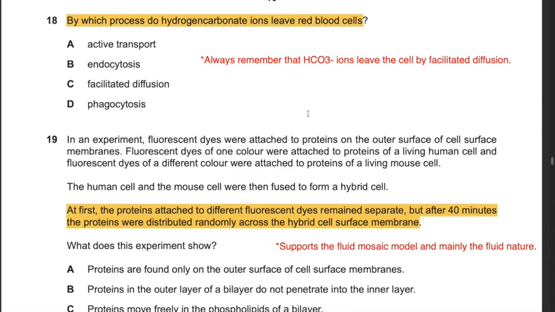Question 18. By which process do hydrogen carbonate ions leave leaf-bread cells? Always remember that hydrogen carbonate ions leave the cell by facilitated diffusion. Hence the answer being C, facilitated diffusion.